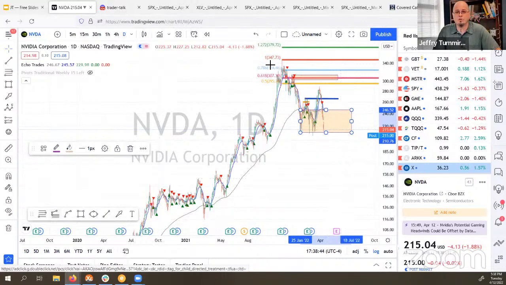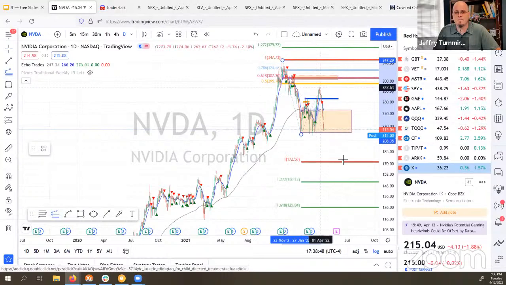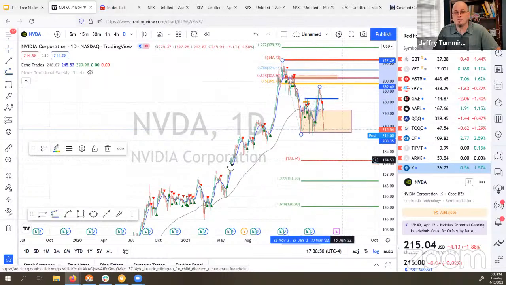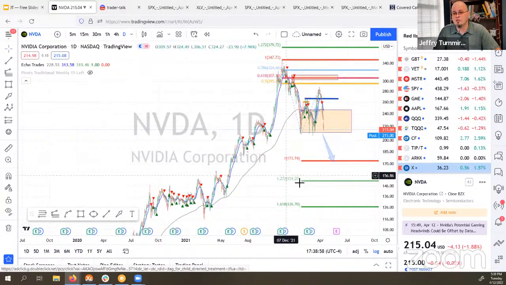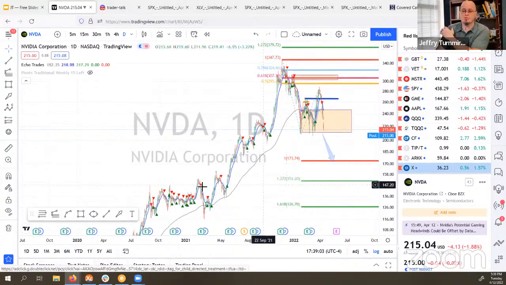Now, how low can she go? Let's run a little line here. You can see it run down to 173 at the minimum. So if it breaks below those lows, watch out for 173. And it could go as low as 151, or, well, it could go as low as 126, really. Each of those will be support levels to watch out for.